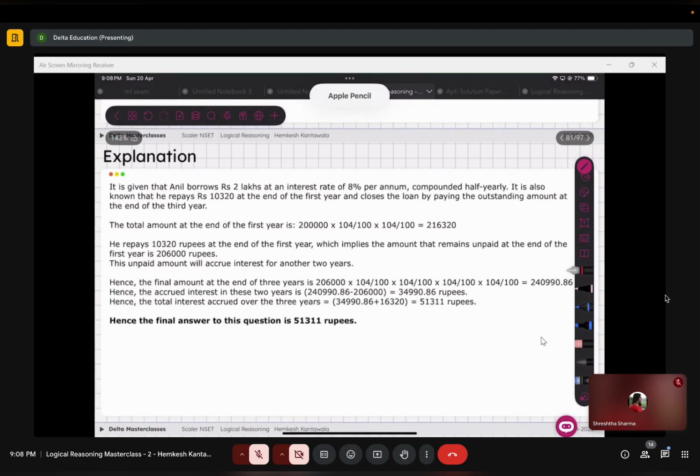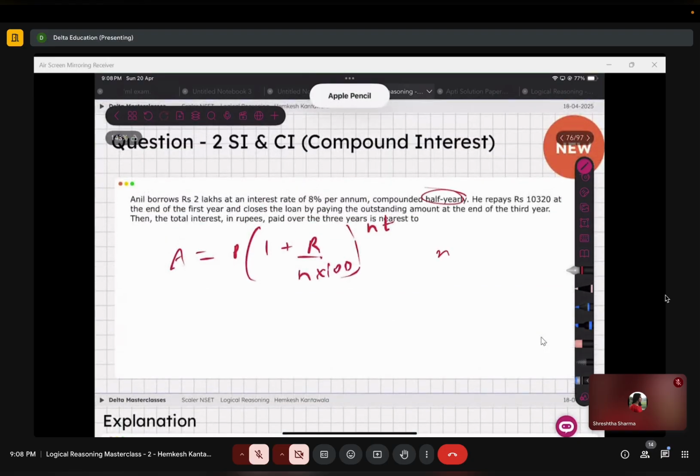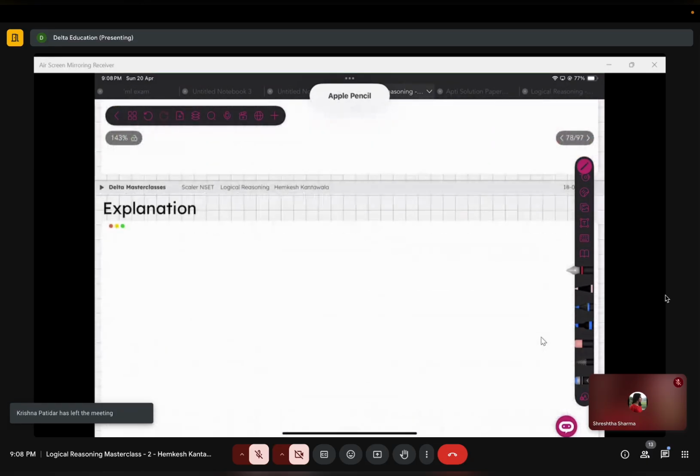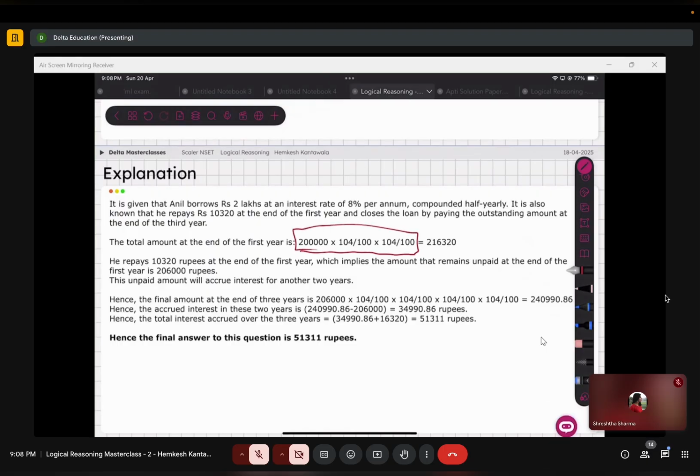As per the formula, we could see it directly. First of all, it is compounded half yearly, so n would be 2. In the first year, the amount would be something x. We could find the amount from the first year by keeping the values in the formula correctly. 2 lakhs was the principal, 1 plus r upon 100. R was 8, 8 by 2 is 4. So 1 plus 4 upon 100, which gives us 104 upon 100 into 104 upon 100. Time was 1, but n is 2, so square of that. Which would be equal to 2 lakh into 104 upon 100 into 104 upon 100.